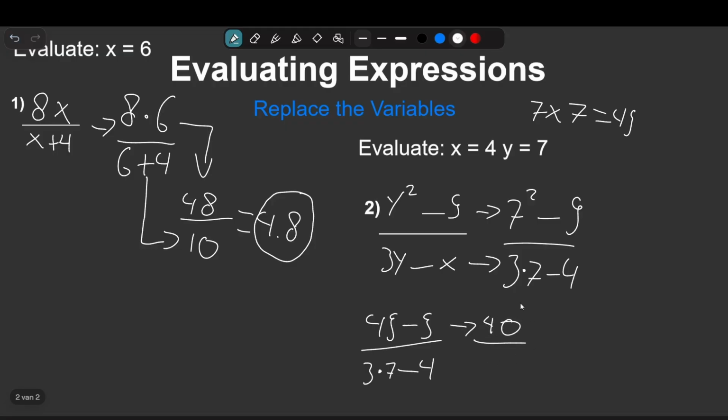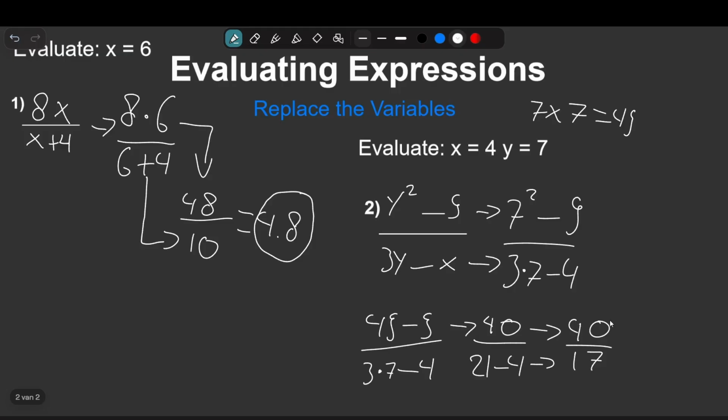So now we're done with the top, we can go over to the bottom. For the bottom, we have 3 times 7 minus 4. So we're going to do 3 times 7. 3 times 7 is going to equal 21. So we can write the 21 over here minus 4. And now all we have left to do is 21 minus 4, and 21 minus 4 is going to equal 17. So we have 40 over 17 over here.